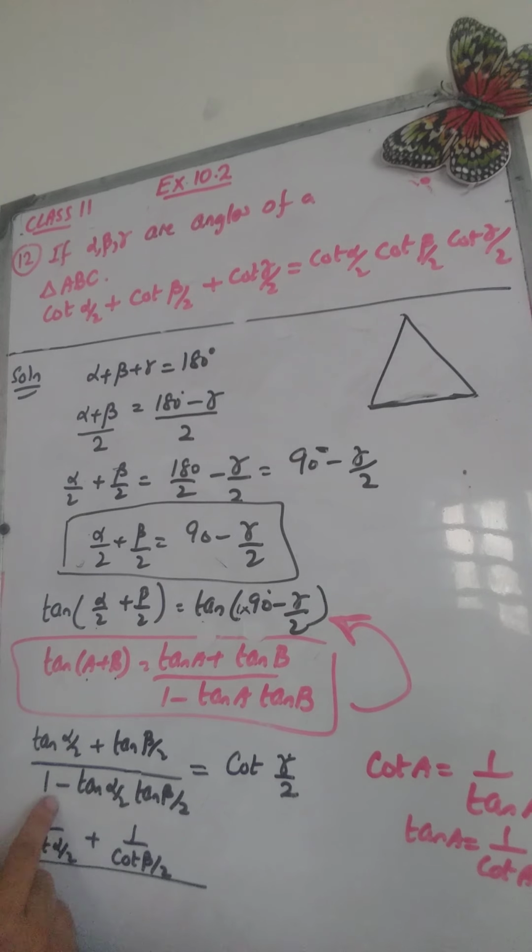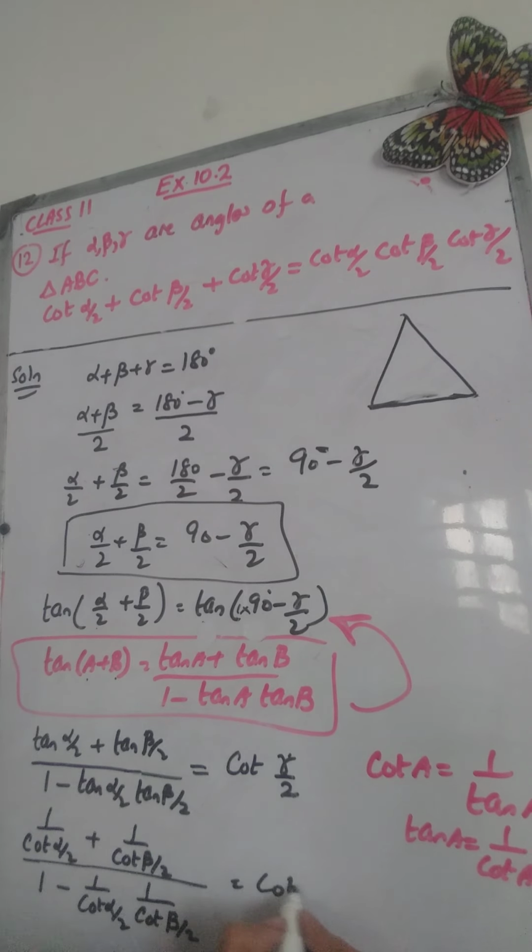Again doing the same thing in the denominator. This will be 1 minus 1 over cot alpha by 2 and 1 over cot beta by 2, equals cotangent gamma by 2. We don't need to do anything to it because we need cotangent, and this is already in the form of cotangent.